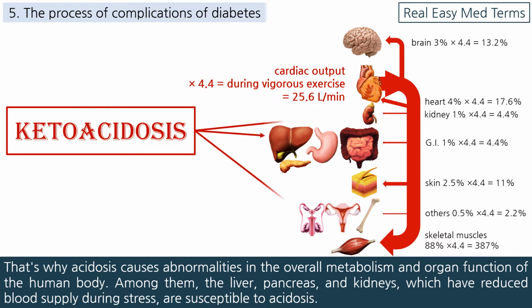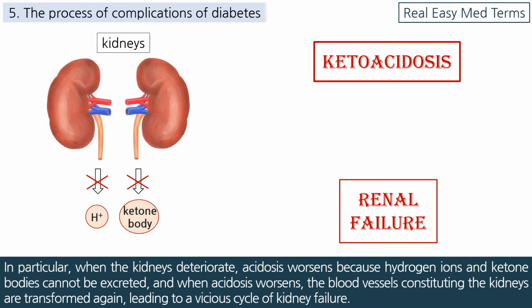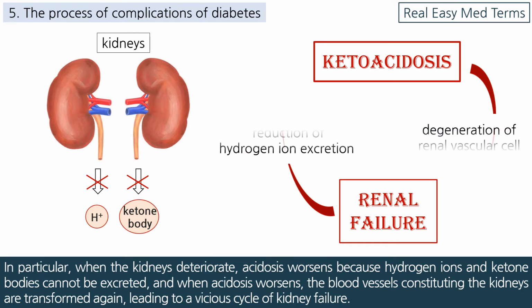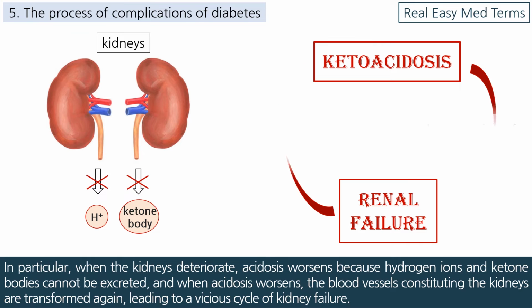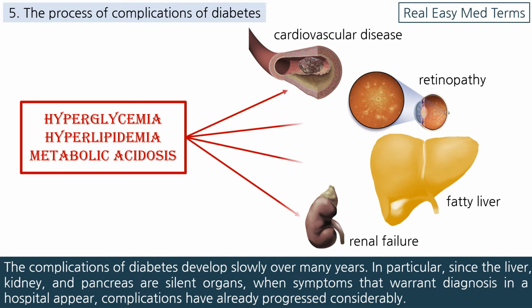Among them, the liver, pancreas, and kidneys, which have reduced blood supply during stress, are susceptible to acidosis. In particular, when the kidneys deteriorate, acidosis worsens because hydrogen ions and ketone bodies cannot be excreted, and when acidosis worsens, the blood vessels constituting the kidneys are transformed again, leading to a vicious cycle of kidney failure. The complications of diabetes develop slowly, over many years. In particular, since the liver, kidney, and pancreas are silent organs, when symptoms that warrant diagnosis in a hospital appear, complications have already progressed considerably.